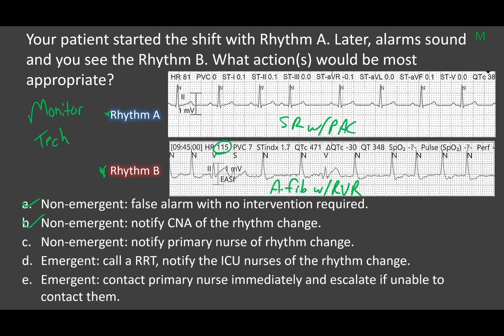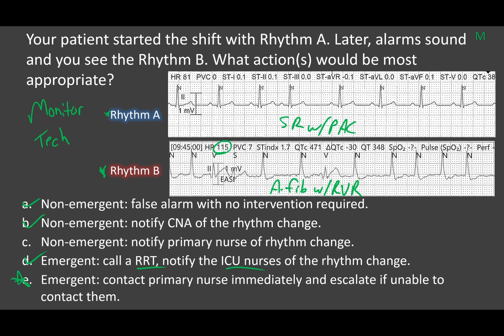Notifying the CNA of the rhythm change isn't the right approach either. Is this a lethal arrhythmia or something that's worth turning into an RRT and having the ICU nurse go evaluate the patient right away? No, it's not that dangerous, but it isn't good. And so now you have to decide, is it non-emergent? Well, I'll just let that primary nurse know when I have the chance. Or is it emergent, that I'm going to immediately contact that primary nurse and escalate if I can't get a hold of them? And honestly, I think that's the right answer.